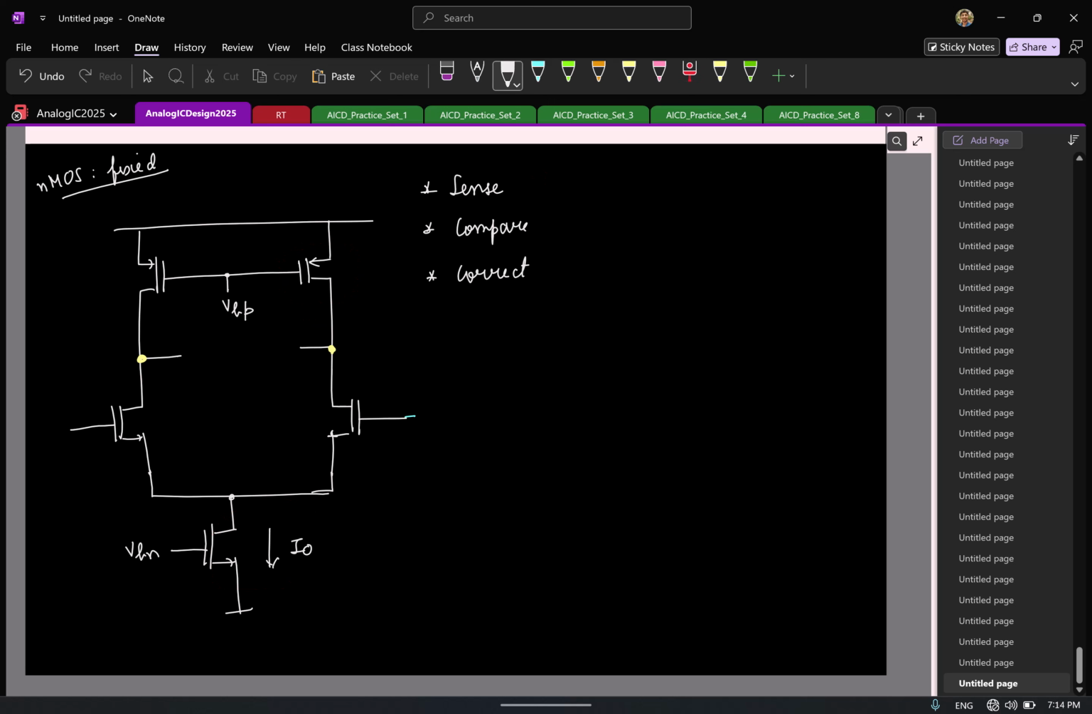Ideally, what should be the current flowing here? We'll say ideally it should be I0 by 2. So let me call this IP. And I want to make sure my IP is equal to I0 by 2. So how can I sense if IP is not equal to I0 by 2? What can I check? No, in words you tell me, don't go to circuits. First you have it in English, then we can translate that to circuits.